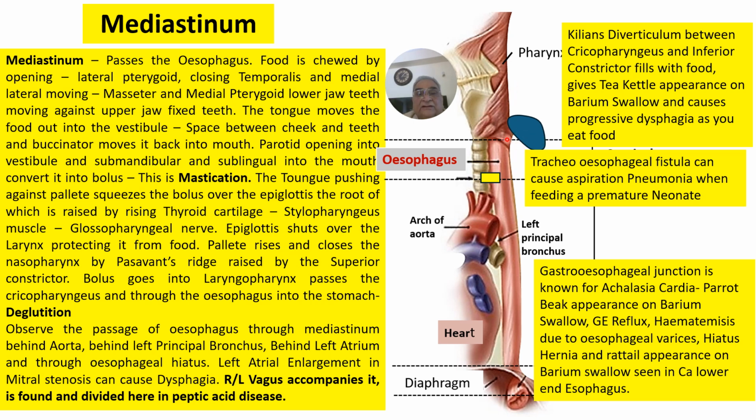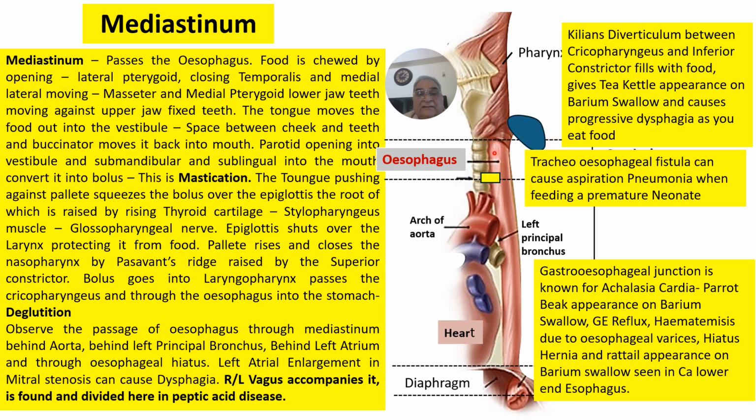So this is the superior constrictor, this is the cricopharyngeus, and the weak space between the two is called Killian's dehiscence. Through this Killian's dehiscence, you can see this protruded mucosa, which is called Killian's diverticulum. Now food, instead of going into the esophagus, will go into the Killian's diverticulum, which will become heavier and heavier and will come to lie somewhere here and will cause progressive dysphagia. If you take a barium swallow, you will see what is called a tea kettle appearance. And this Killian's diverticulum must be excised and the Killian's dehiscence must be closed to treat this condition.